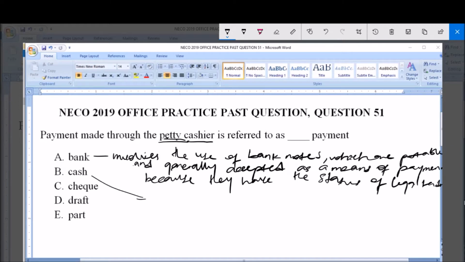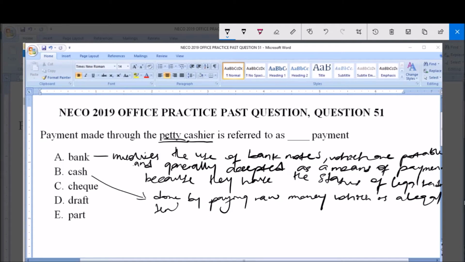Now B here says what? Cash payments. Now cash payment is the payment done by paying raw money, which is a legal tender. Like we know, money is a legal tender. Now cash payment is used to settle what? Small transaction. It is used to settle small transaction.